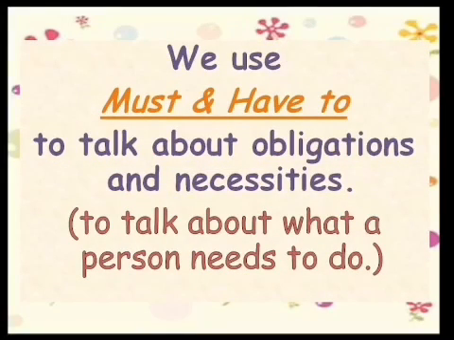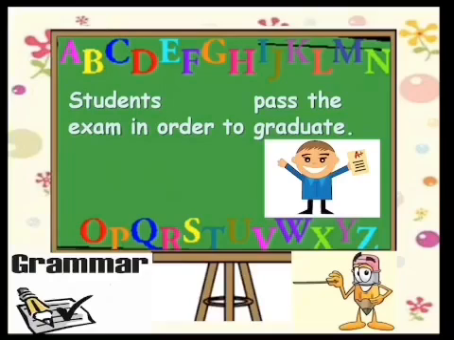We use must and have to talk about obligations and necessities. And when something is necessary, it means that I need to do it. In another way, we use must and have to talk about what the person needs to do. So let's have an example. Students must pass the exam in order to graduate. They need to pass the exam in order to graduate. What about if we replace must by have to? Students have to pass the exam in order to graduate. So let's agree that have to and must have similar meanings.